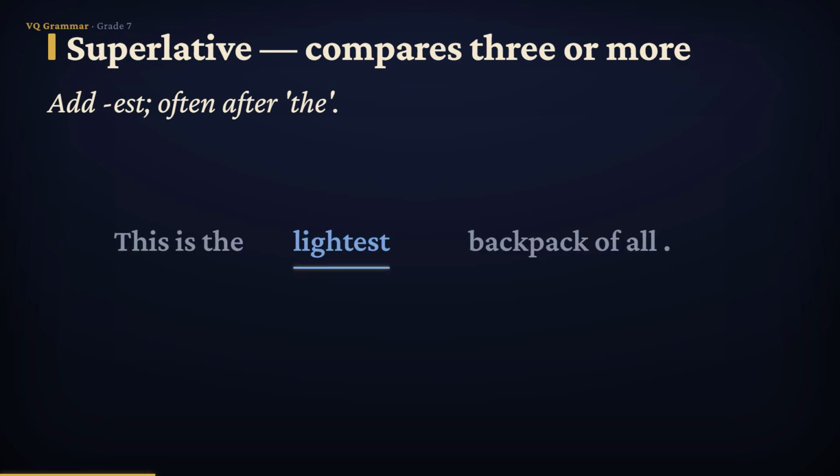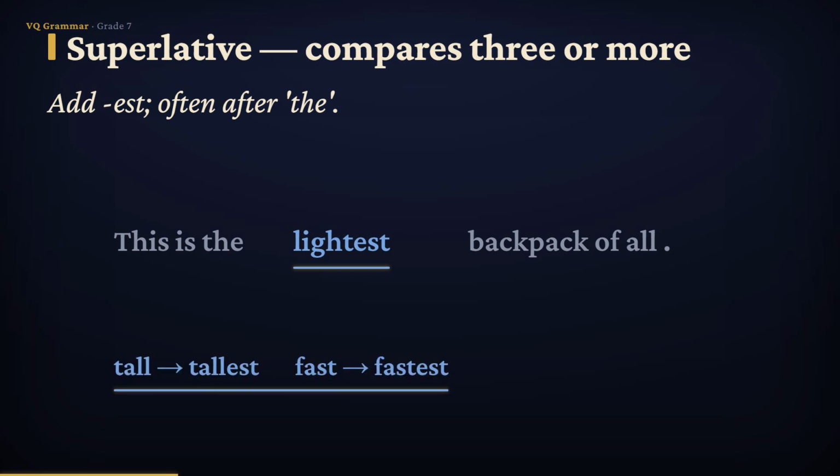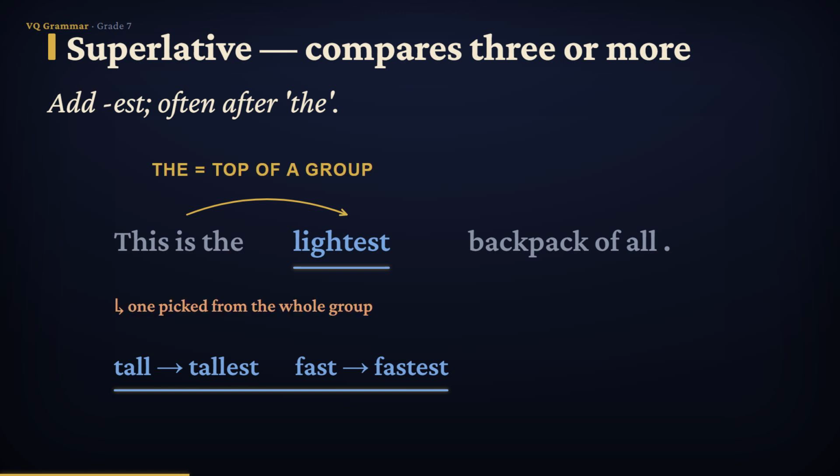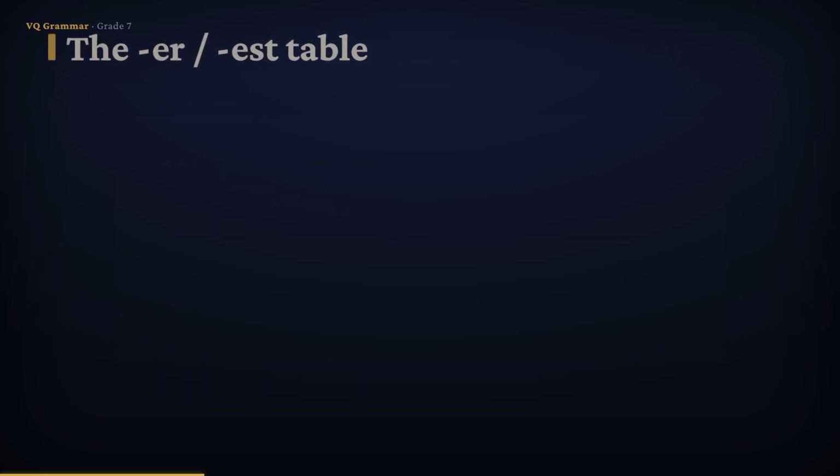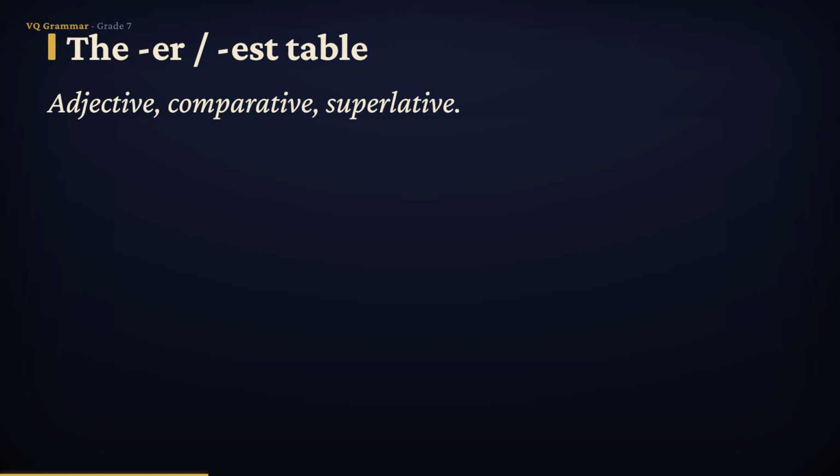That's the comparative. Now the superlative form, the one that compares three or more things. Here it is. This is the lightest backpack of all. When you single out one thing from a whole group, you reach for the superlative. For most short adjectives, you build it by adding -est. Tall becomes tallest. Fast becomes fastest. And you'll usually see the little word the sitting in front, because you're pointing to the one at the very top or bottom of the group. Three or more, the -est form, and the. That's the superlative.